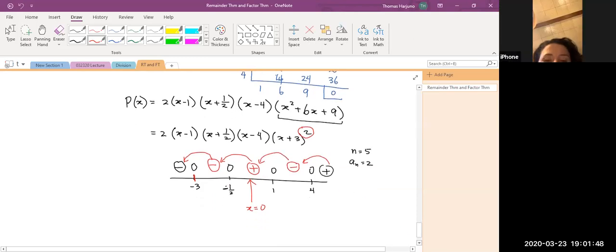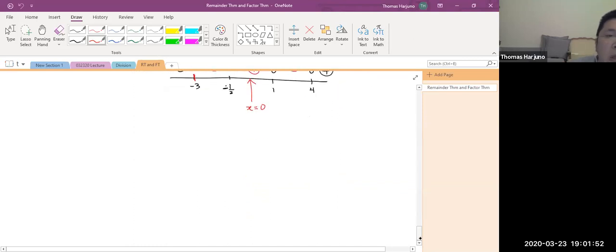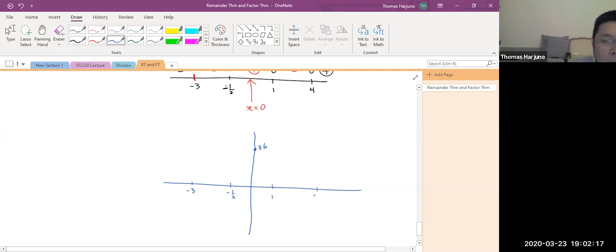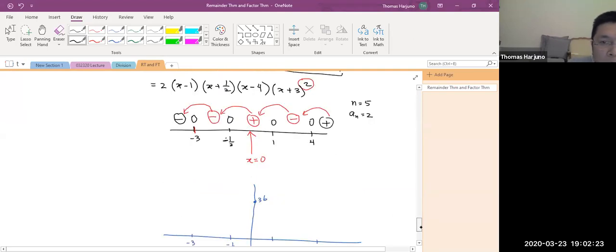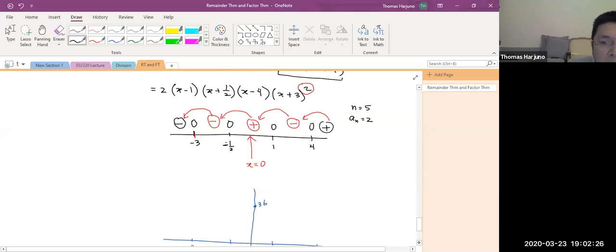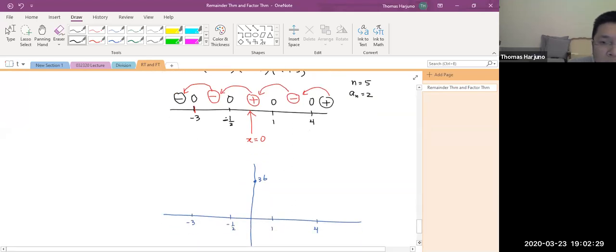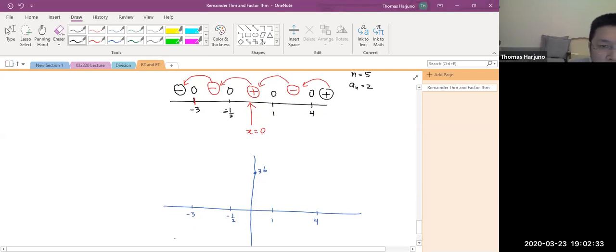And to go even further, in fact, I already used the remainder theorem, factor theorem, intermediate value theorem, and synthetic division to actually help me graph this polynomial. The y-intercept is positive 36. The x-intercepts are negative 3, negative 1/2, 1, and 4. And then from the sign graph and the far-end behavior, I see that it comes from negative infinity.